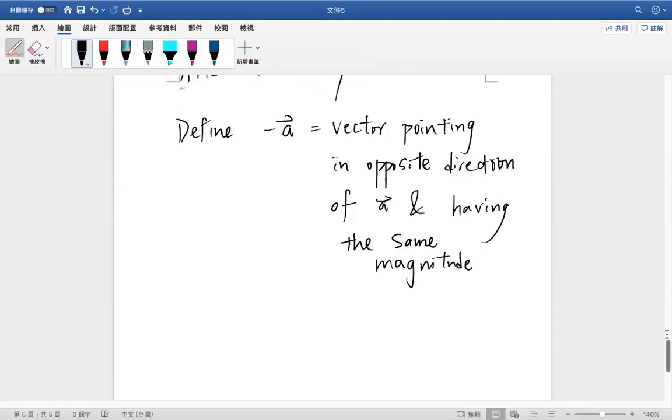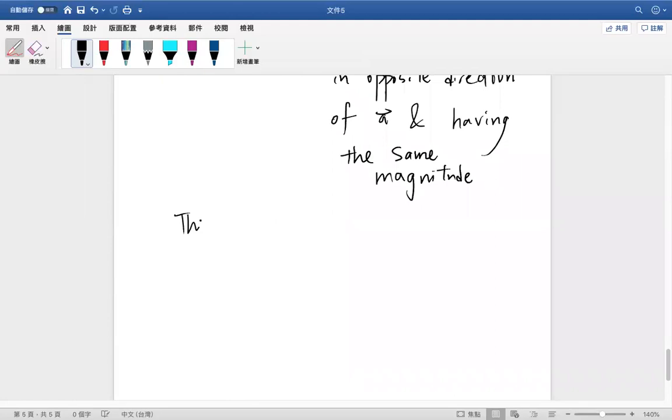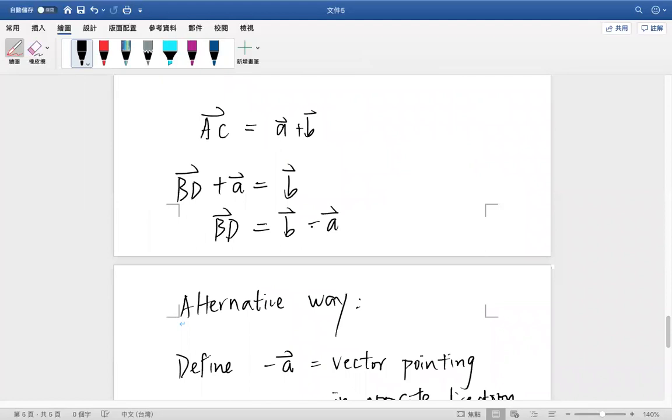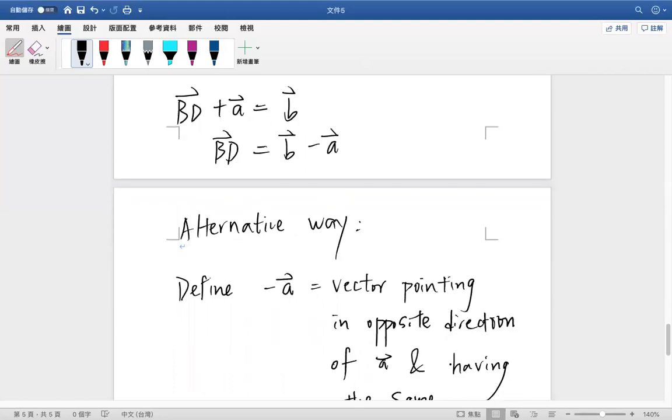And in this case, obviously BD is just negative A plus B, right? Then BD equals negative A plus B, which has the same result as above. We get B minus A above, and the bottom here is negative A plus B, which are the same thing. All right. So this is the way we add vectors.